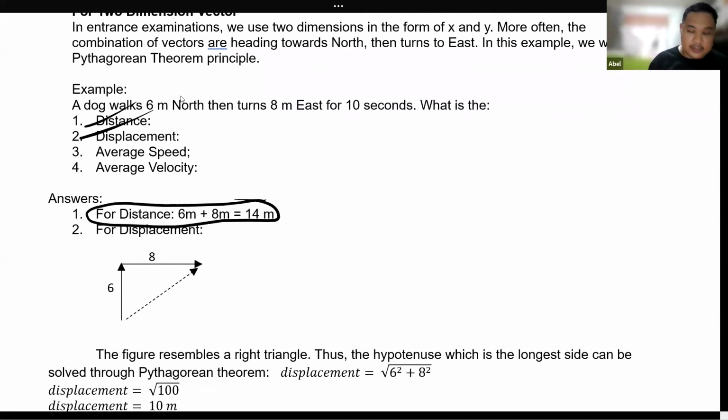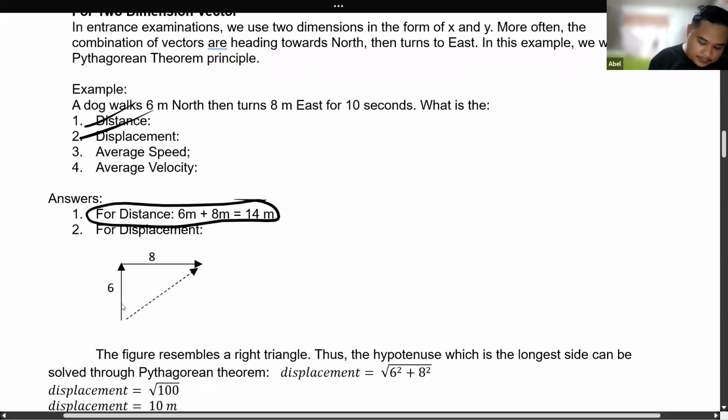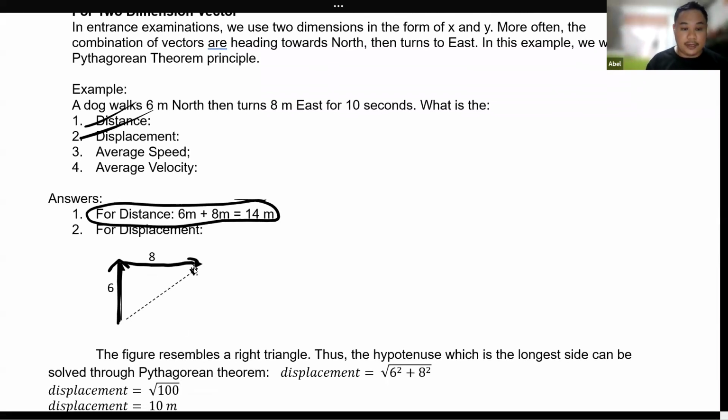Now, for the displacement, it will be different. Why? Because it has 6 meters going north, then it turns 8 meters east, right? So this one resembles from the starting point up to the end point. The displacement resolves into a right triangle, and we all know that if it is a right triangle, we have the Pythagorean theorem. If you know the Pythagorean triples, that would be 6, 8, and 10.